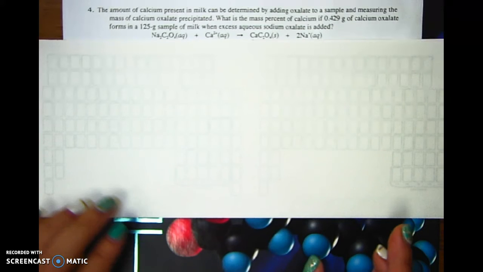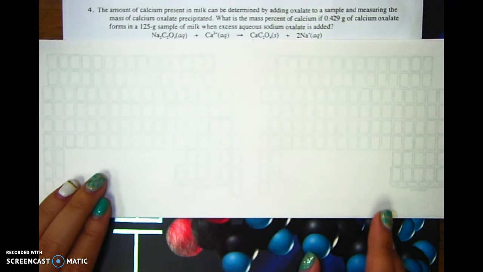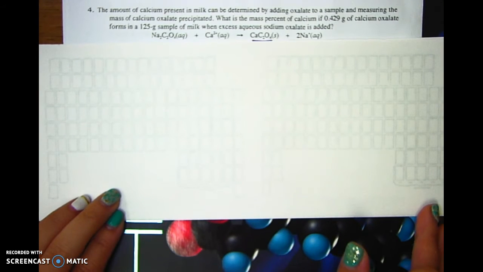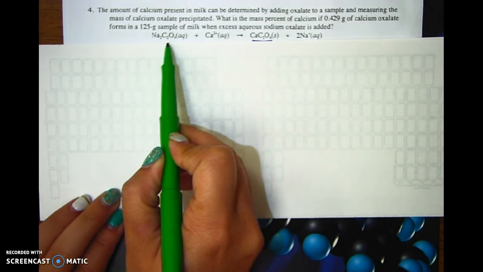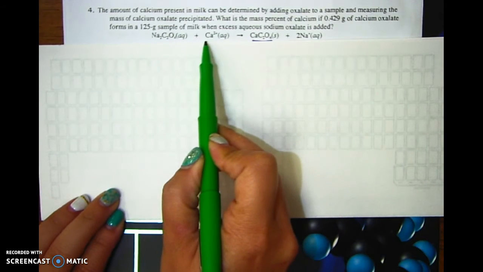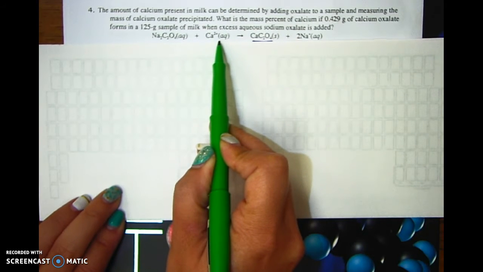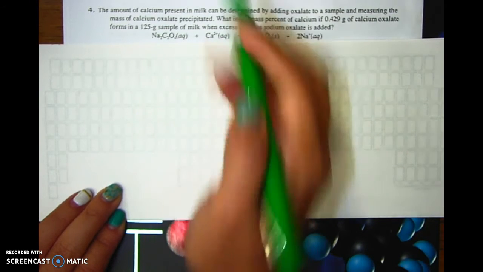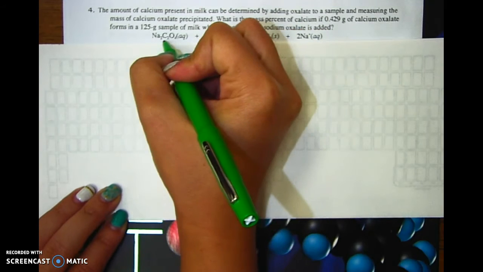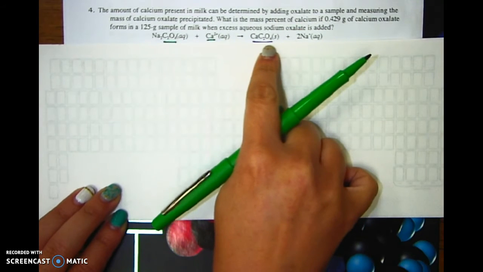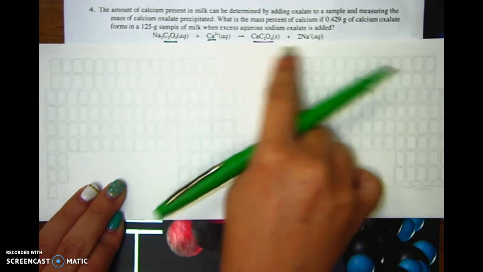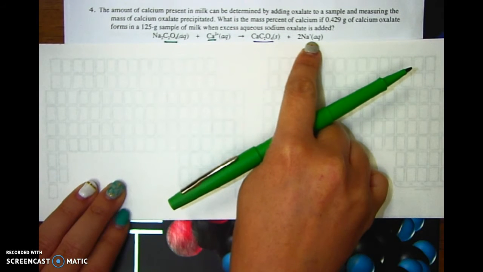All right, so for this problem, you're taking a look at adding in some oxalate, sodium oxalate, into calcium ions, and the calcium ions here are from the milk. And you know that when these react, the calcium ion is going to react with the oxalate to make a solid, calcium oxalate, and then we get sodium ions that are left behind.